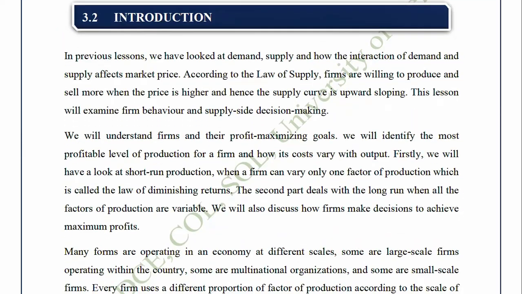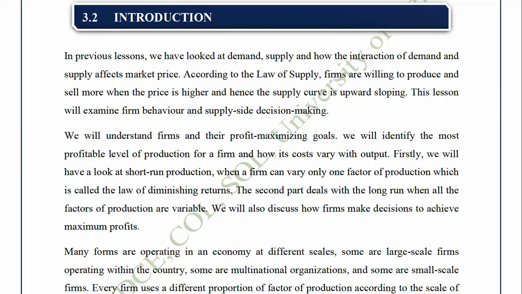3.2, Introduction. In previous lessons, we have looked at demand, supply, and how the interaction of demand and supply affects market price. According to the law of supply, firms are willing to produce and sell more when the price is higher, and hence the supply curve is upward sloping. This lesson will examine firm behavior and supply side decision making.